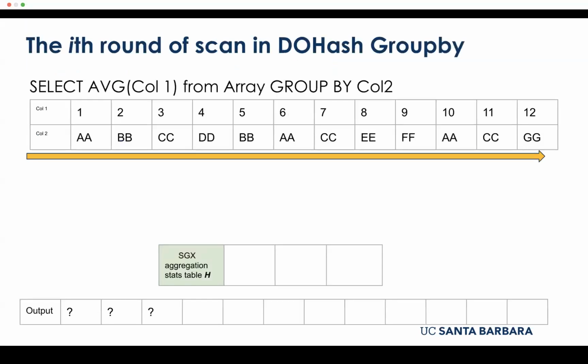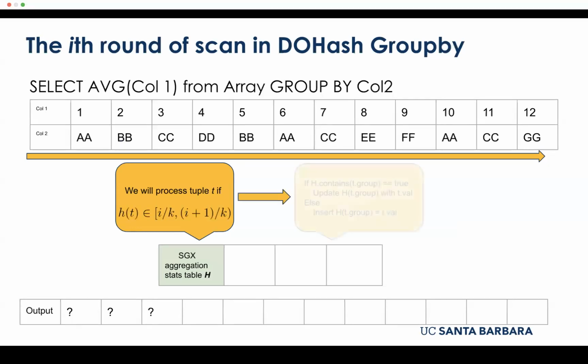Let's start an example. Suppose we want to obtain the average value of column 1 from the array grouped by column 2. We first run the first run to obtain the estimated number of scan runs, which is k. Suppose in the ith run, we will process the tuple only if h(t) is between i divided by k and i plus 1 divided by k.